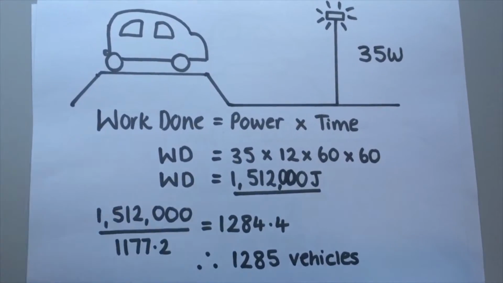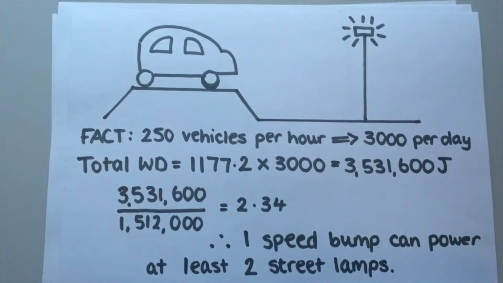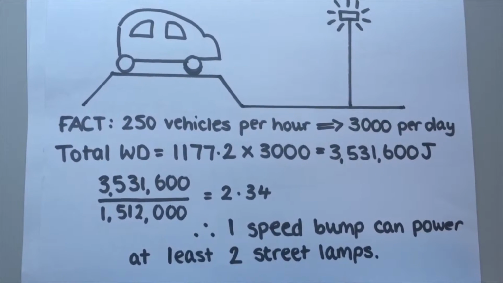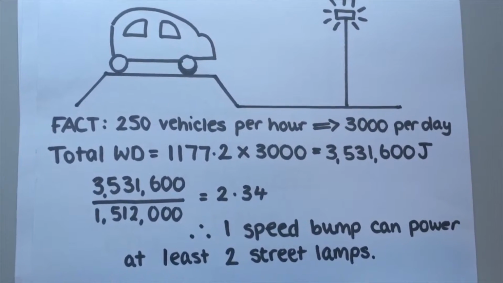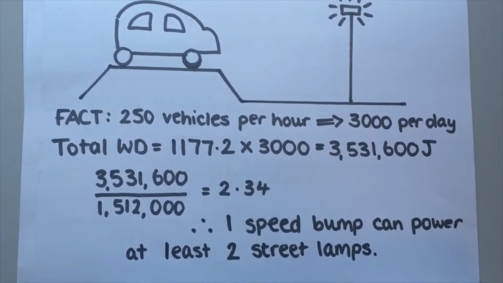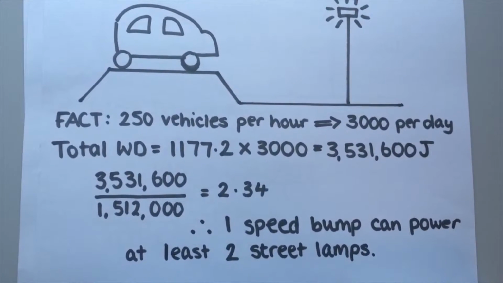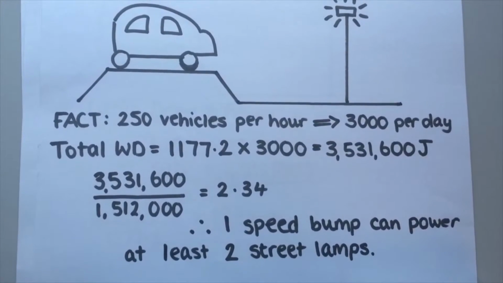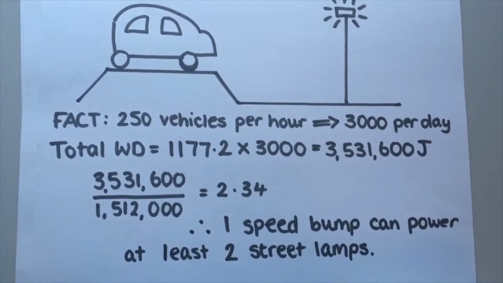Using the fact that on average we have 250 vehicles per hour driving along our residential road, which equates to 3,000 per day, we can find out the total energy is actually 3,531,600 joules. If we divide this by the amount of energy needed to power one street lamp for 12 hours, we get the value 2.34. Therefore, we can deduce that one speed bump can power at least 2 street lamps on our residential road.